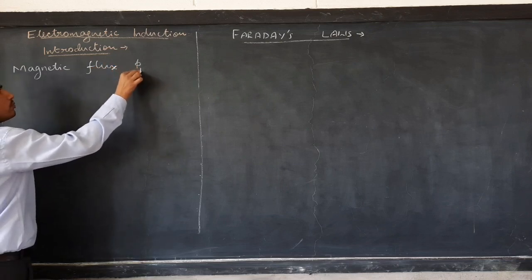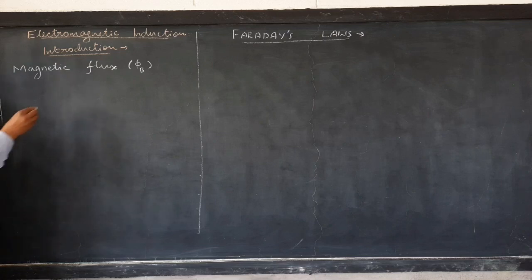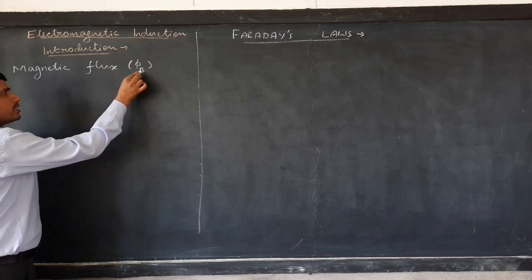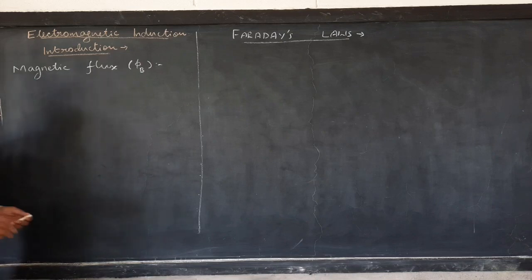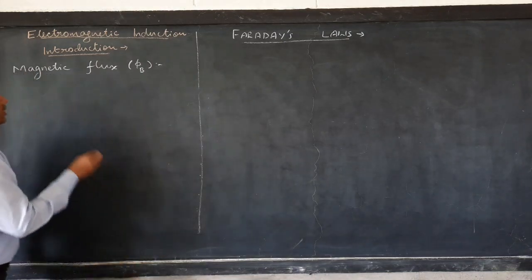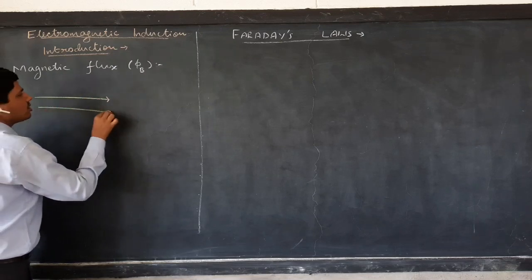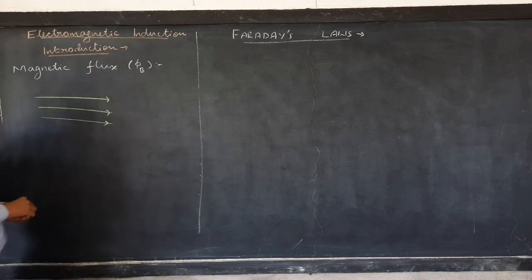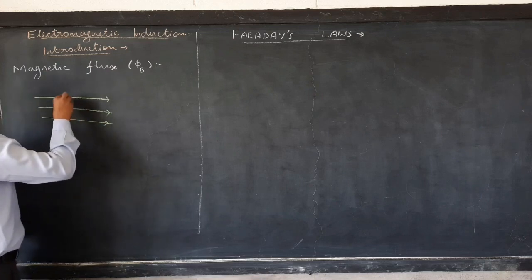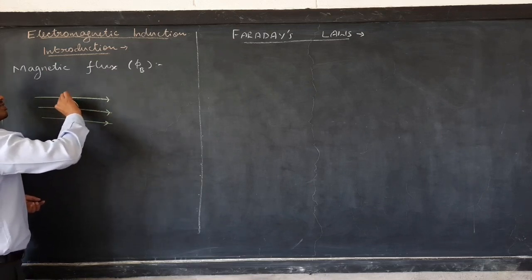We can denote it as phi of B. Phi for the flux, and generally we use the subscript B for indicating that it is magnetic flux. Suppose in a region we have a uniform magnetic field like so. It may not be uniform, and in this region I choose a very small area element like so.